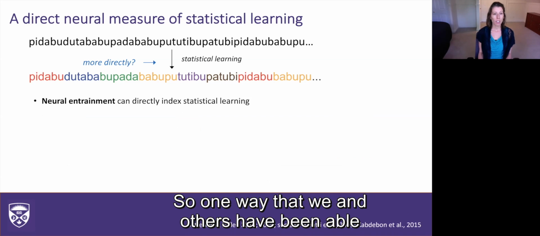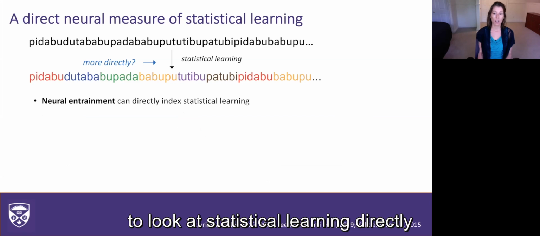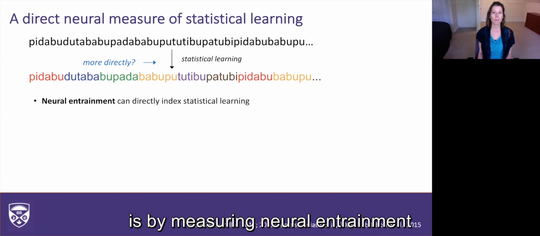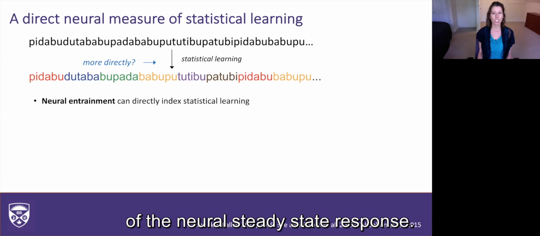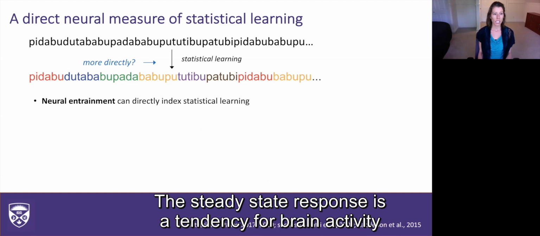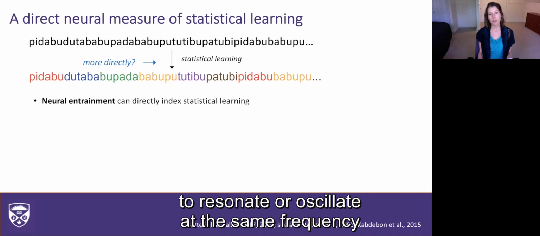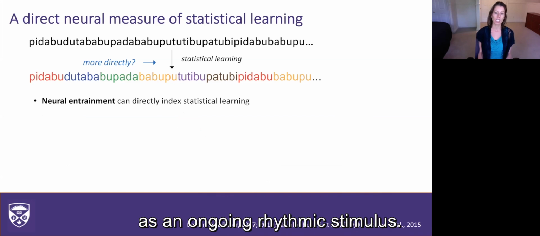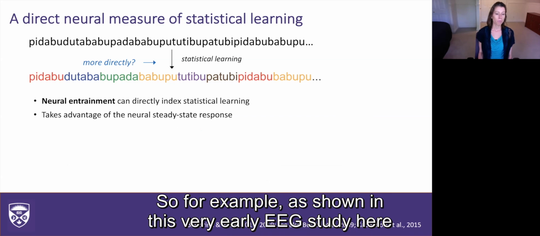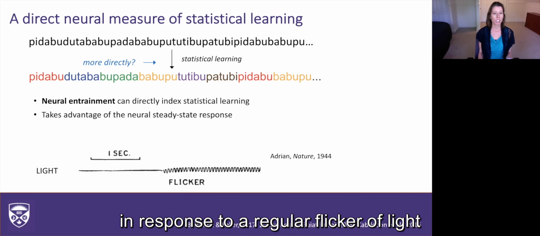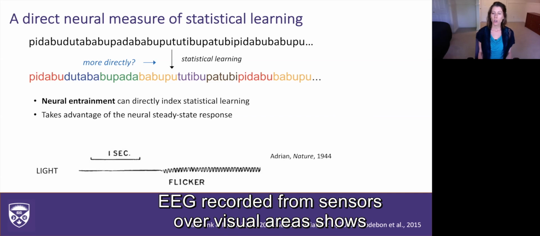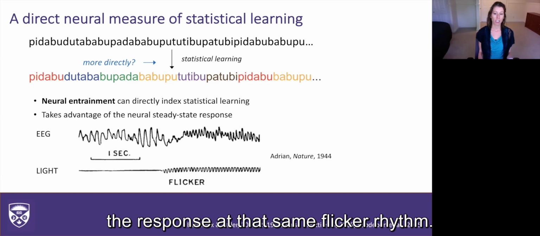So one way that we and others have been able to look at statistical learning directly is by measuring neural entrainment during the learning procedure. And this tool takes advantage of the neural steady state response. The steady state response is a tendency for brain activity to resonate or oscillate at the same frequency as an ongoing rhythmic stimulus. So for example, as shown in this very early EEG study here, in response to a regular flicker of light, EEG recorded from sensors over visual areas shows a response at that same flicker rhythm.